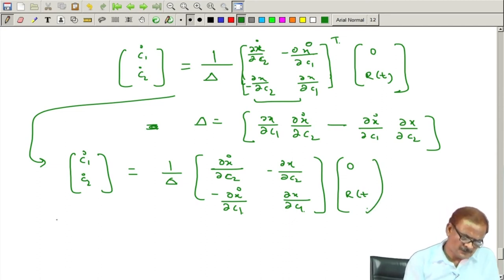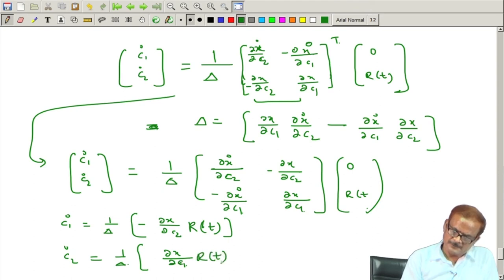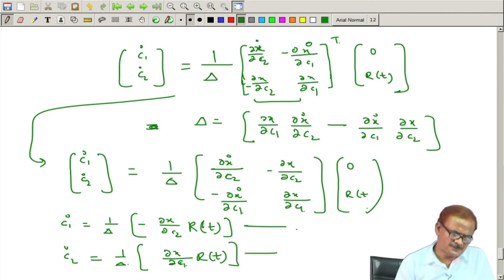And solve this. So, by solving we get ċ1 equal to 1 by delta times minus ∂x/∂c2 r(t), and ċ2 equal to 1 by delta times ∂x/∂c1 r(t). So, these are the two differential equations we have got for c1 and c2. So, how these parameters will vary we will know from this point.